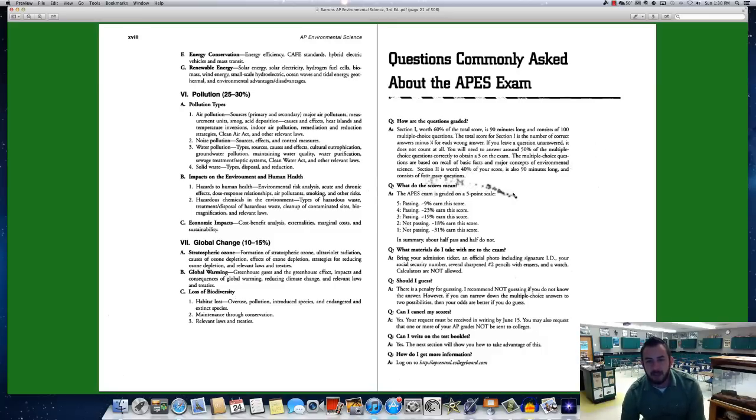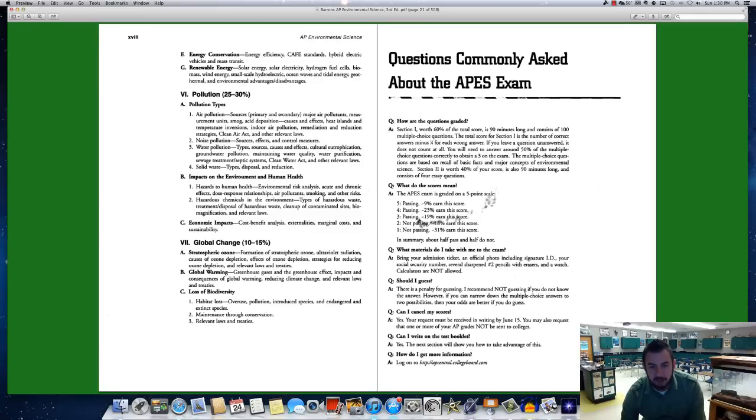What do the scores mean? The APES exam is graded on a 5-point scale. Now, these percentages are a little bit off, so I'm going to go over these with you. A 5 is definitely passing, and it says 9% earn this score. That stays the same. A 4 is passing. That has gone from 23 to 25%, so a few more people are getting 4s.